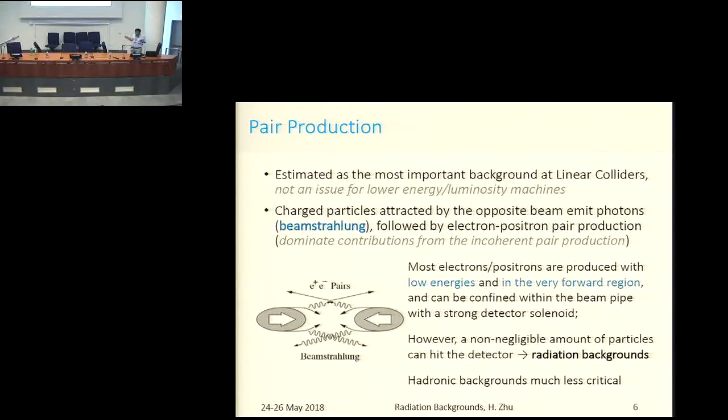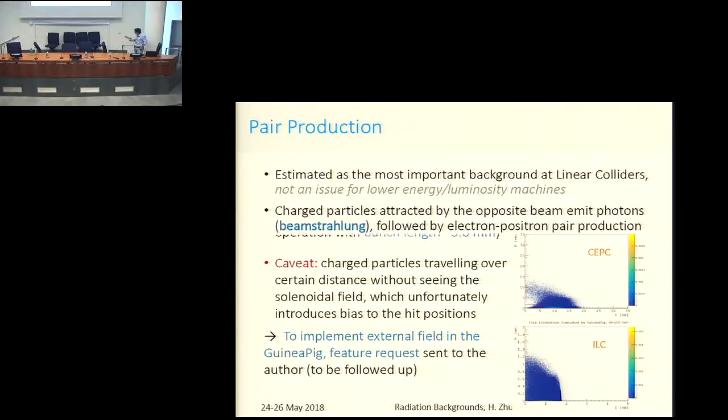So we don't worry, because we know they will be confined within the beam pipe if we have a strong magnetic field. But still, there will be a non-negligible amount of particles that can hit our detector, so they become our radiation backgrounds. Sometimes we also talk about hadronic background, so gamma-gamma to hadrons, which is quite an important background for CLIC. At this low energy, this is not that critical for us.